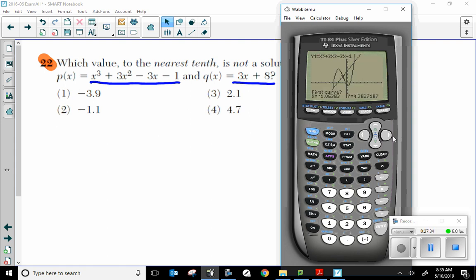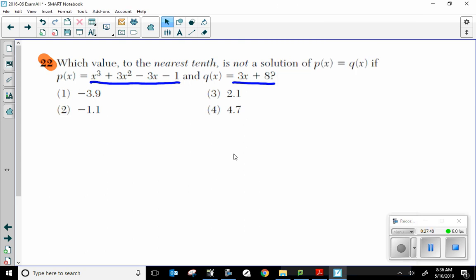Do the same thing, and I'm going to move much closer, and hit enter 3 times. 2.1, if I round, because that's 5 or bigger, so that will round up. Number 3 is also an answer. So the one that is not an answer is choice 4.